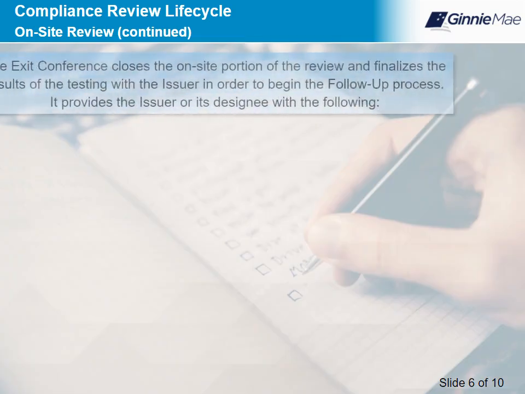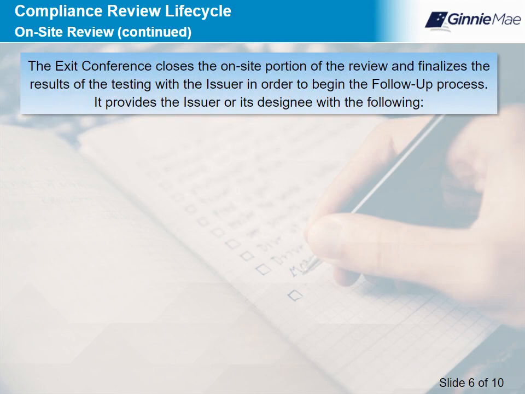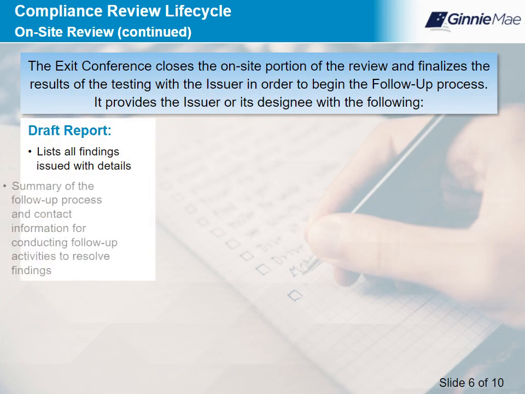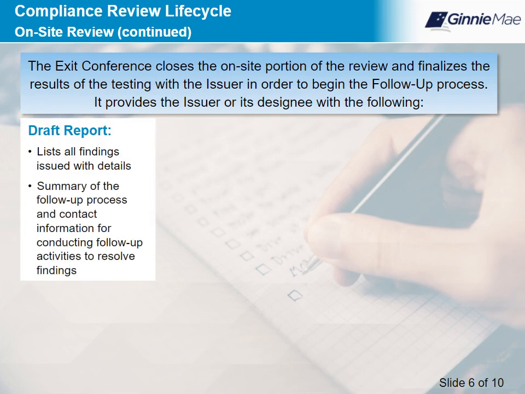After the entrance conference is the exit conference, which closes the on-site portion of the review and finalizes the results of the testing with the issuer in order to begin the follow-up process. It provides the issuer or its designee with a draft report and a findings worksheet. The draft report lists all findings issued and the details leading to their issuance as discussed in the findings worksheet. It also provides a summary of the follow-up process and contact information for conducting follow-up activities to resolve findings.